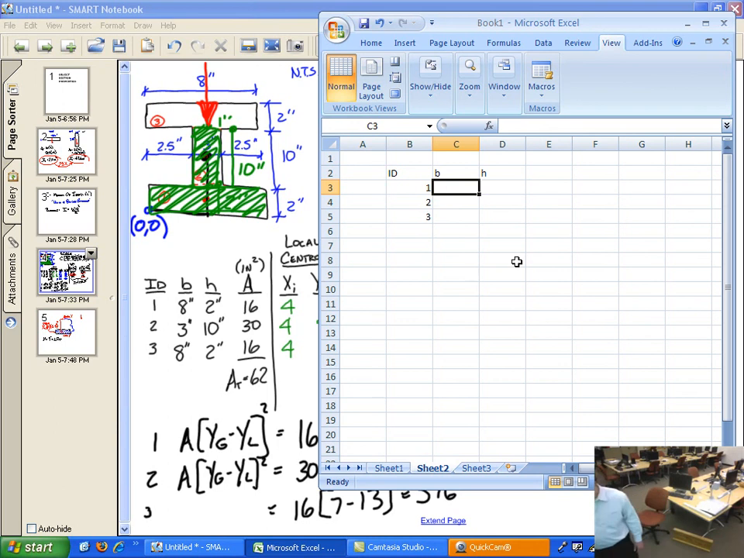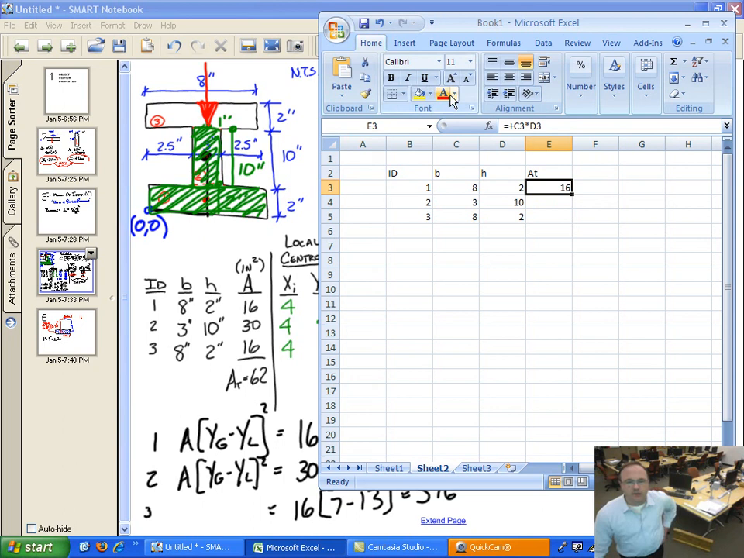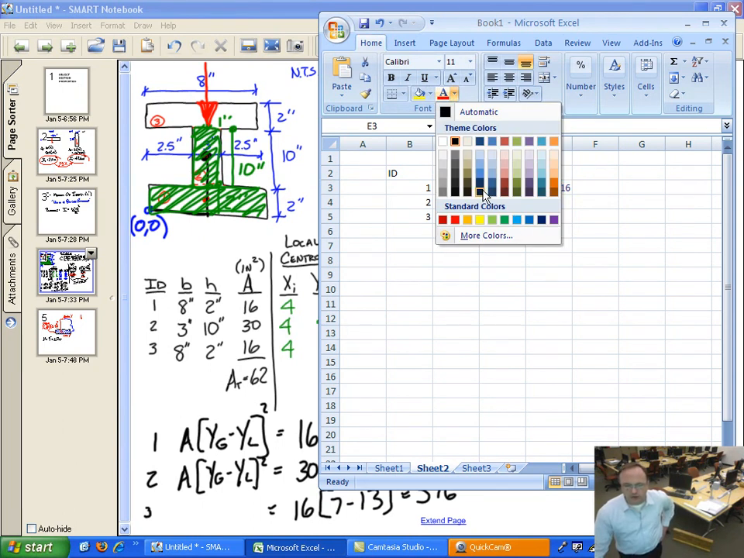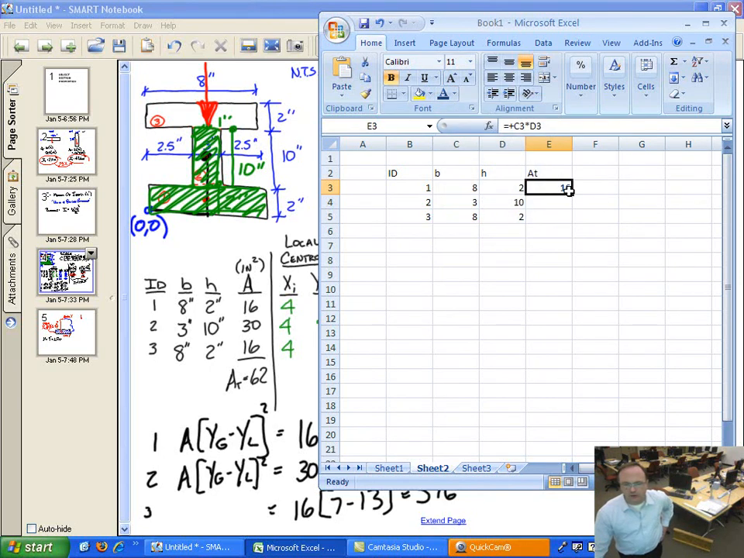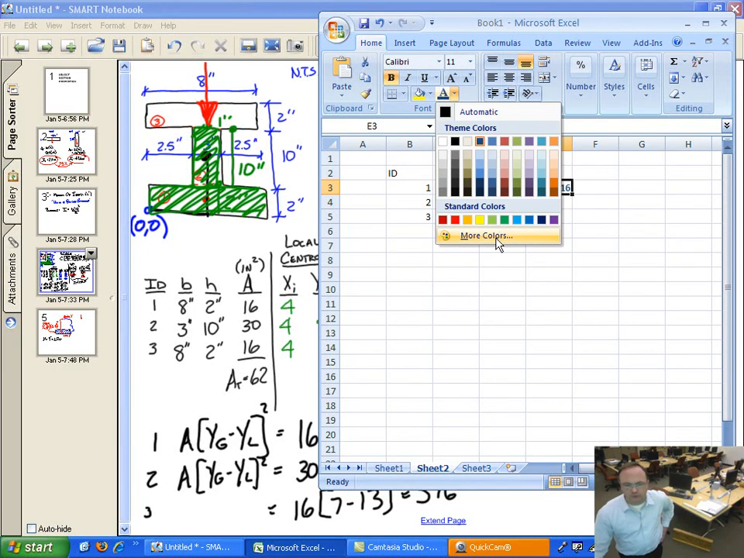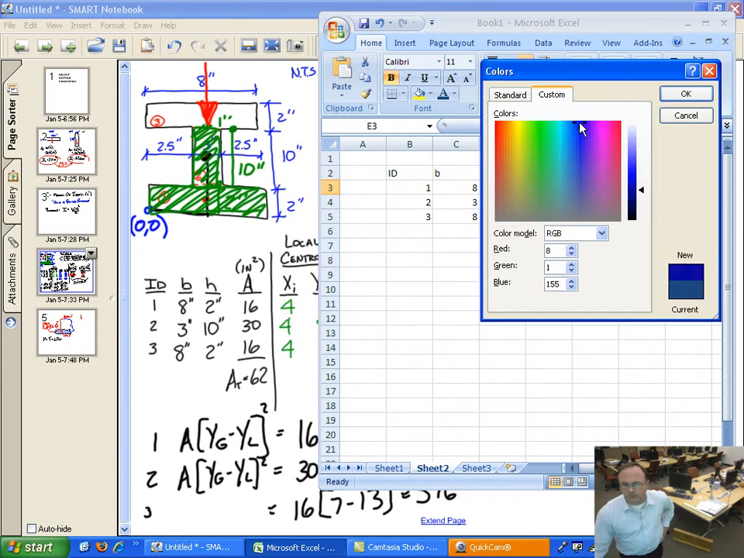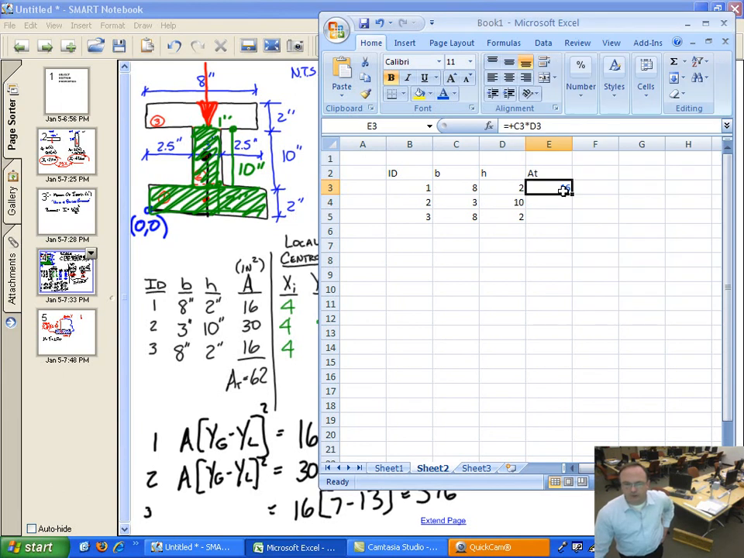So, we have 8 and 2, 3 and 10, 8 and 2. Area total. Plus this times that. And anytime I have an equation, I always change the color of the equation to blue. I don't like these blues. Here, I'll bold it. Let's get a different blue. Put that blue. That looks better. You can bold it and copy it down.